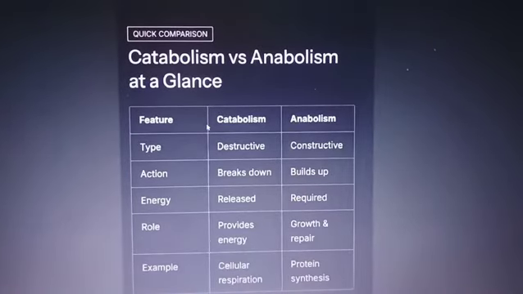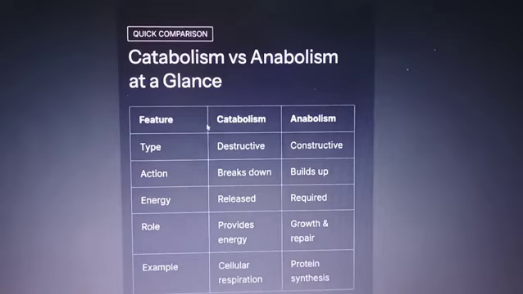Okay, so catabolism is a destructive process, right? But anabolism is a constructive process. Catabolism breaks complex molecules into simpler molecules, whereas anabolism is the building up of complex molecules from simpler molecules. Okay. Then what happens? Energy is released in catabolism, whereas energy is required in anabolism.